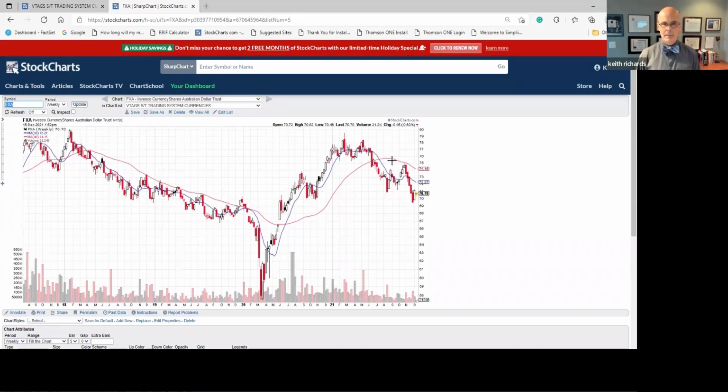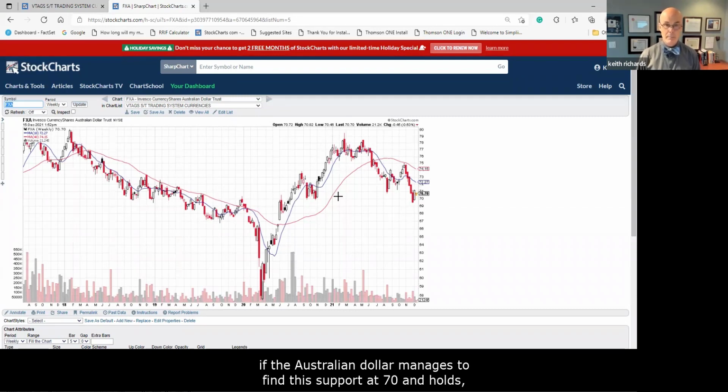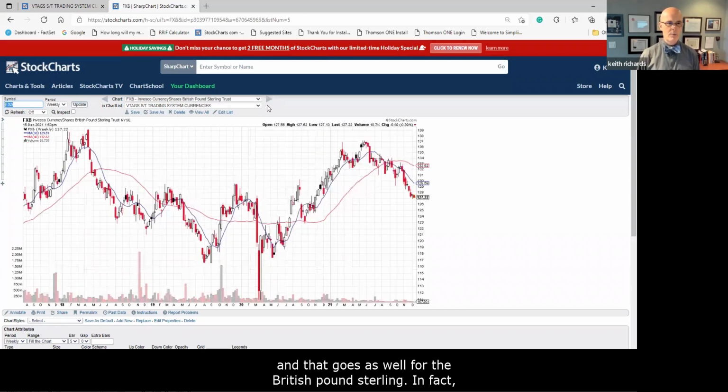If the Australian dollar manages to find this support at 70 and holds, then it may be the beginning of a recovery or a consolidation, but that's yet to be seen, and there's no sign of that yet. In fact, what we see is lower highs and lower lows on the chart. And that goes as well for the British pound sterling. In fact, it's been in a very bad free fall.